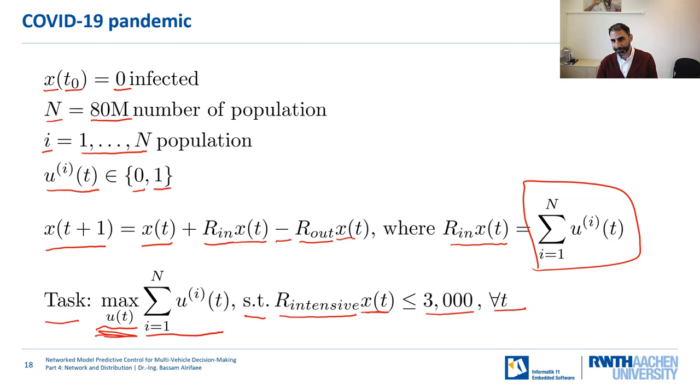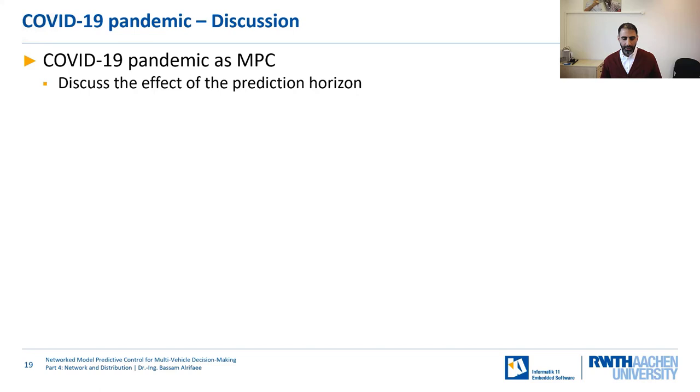But now you see the effect of networks and the effect of network thinking and how you can think of such a system. Again, this is a simplified modeling of the pandemic. If you would think about the pandemic as MPC, maybe you could also discuss the effect of the prediction horizon. Just for you, maybe you can discuss with your teammate later during the lab exercises.